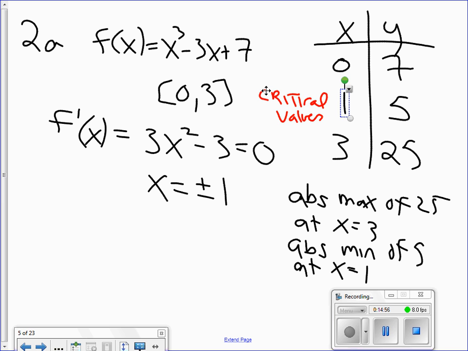So when you're finding the absolute extrema over a closed interval, you just have to find the y coordinates at the endpoints and at the critical values. I think I see some confused faces, so ask me if you're not sure about that. All right?